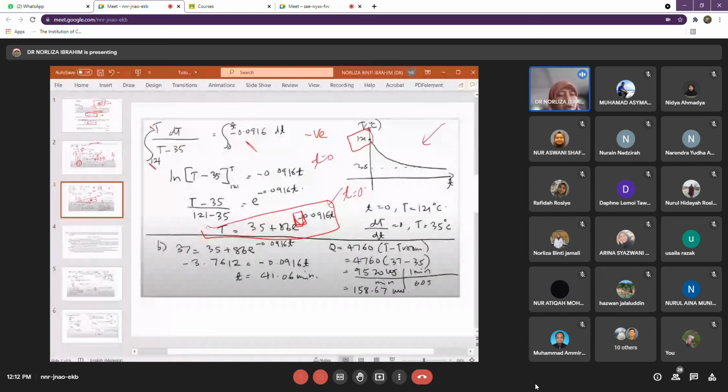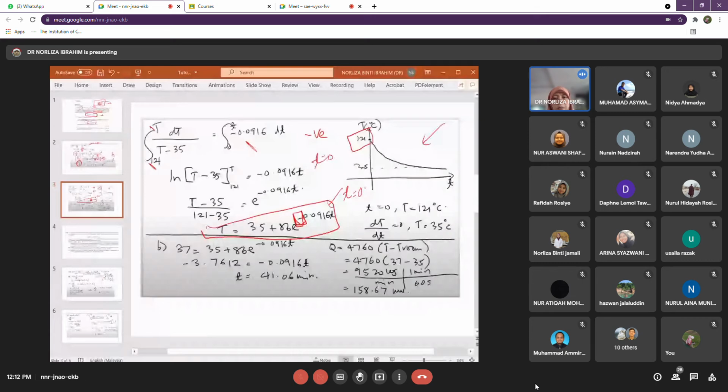If the value is very big, then the exponential will be, let me check, negative 0.0916 times a very, very big value of time, then you exponentiate it, it will be 0. Okay, so it cannot be 0. Assume it to be infinity. Assume it to be infinity. t infinity, this t. The negative 0.0916, this one.